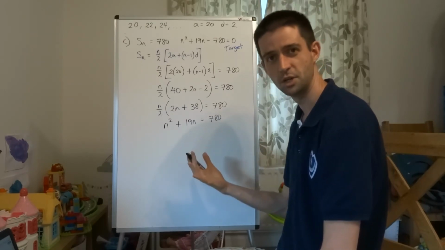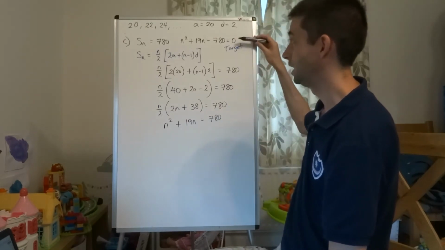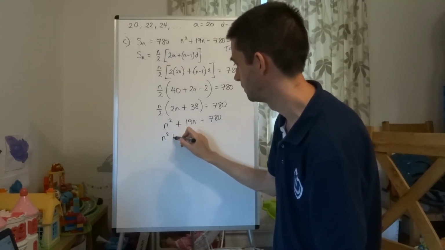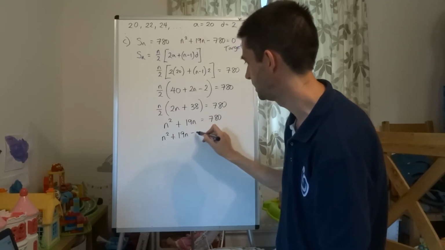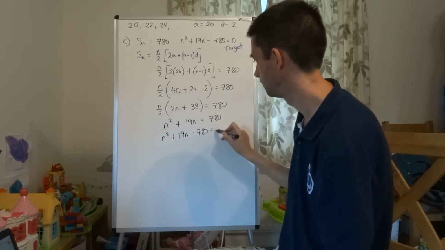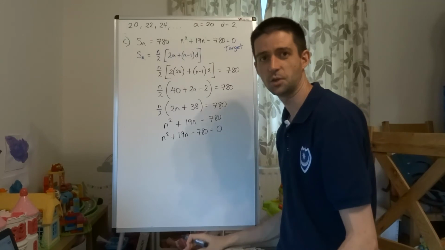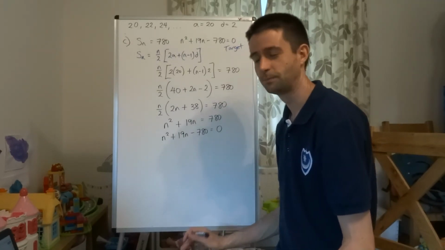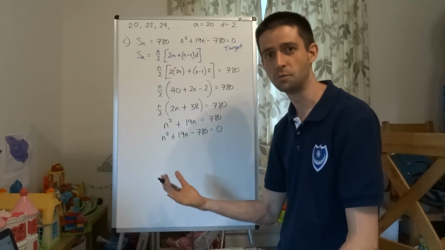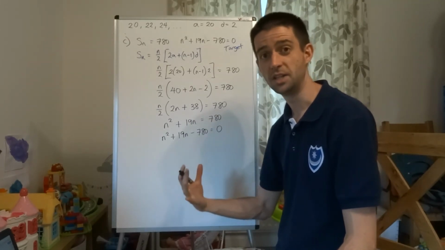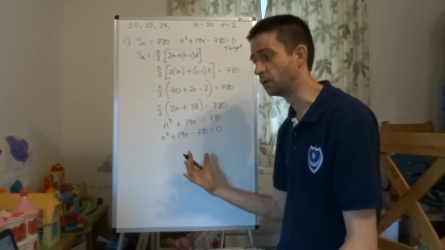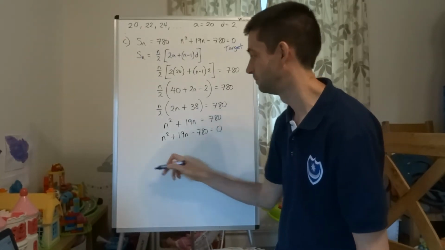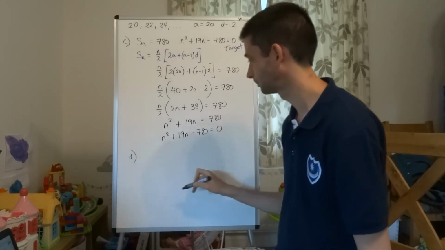This is beginning to look reassuring. Here's my target that I'm aiming for. So all I need to do as my final step is to subtract 780 from both sides of the equation to give me n squared plus 19n minus 780 equals 0. So quadratic equation that I've formed in n. N is the unknown, and what I'm going to move on to do in part D is to solve that equation to find n as a number.